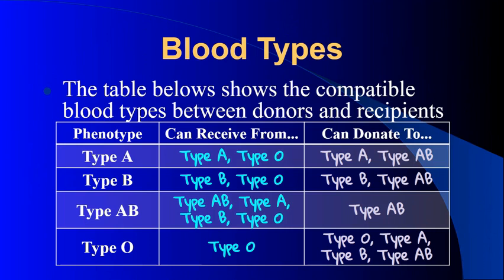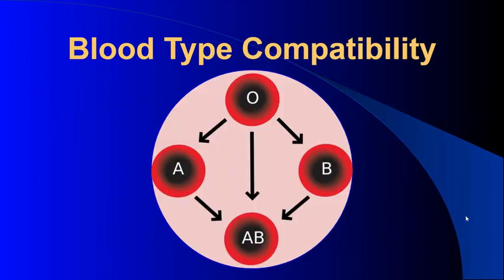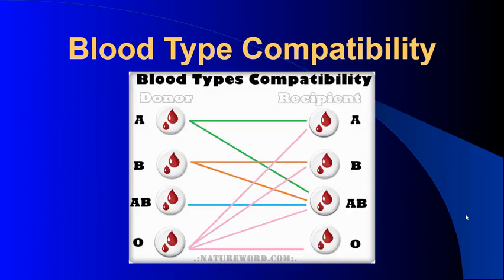Now, based on that information, the table below shows the compatible blood types between donors and recipients. So you can see in the first column what blood each type could receive from, and on the other side, you can see what blood type they could donate to. Here's another way of looking at that blood type compatibility chart.